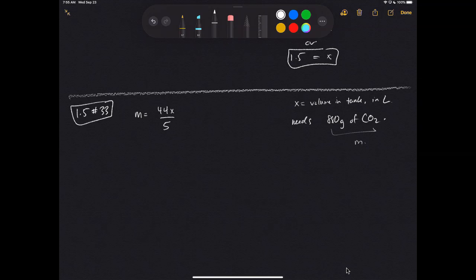Okay. So certainly here we're going to substitute in this for the mass, which is m. And then we're going to be solving for the volume in the tank. Why? Because this is unknown. And so we're looking for the value of x that makes this true. So we plug in 880 for the mass and then solve.